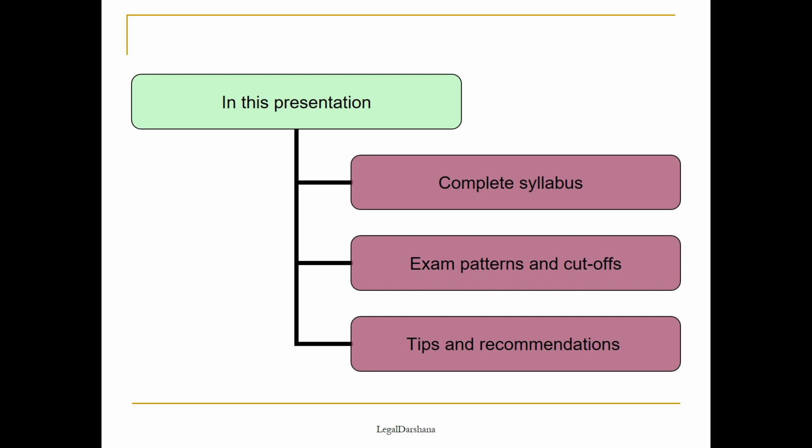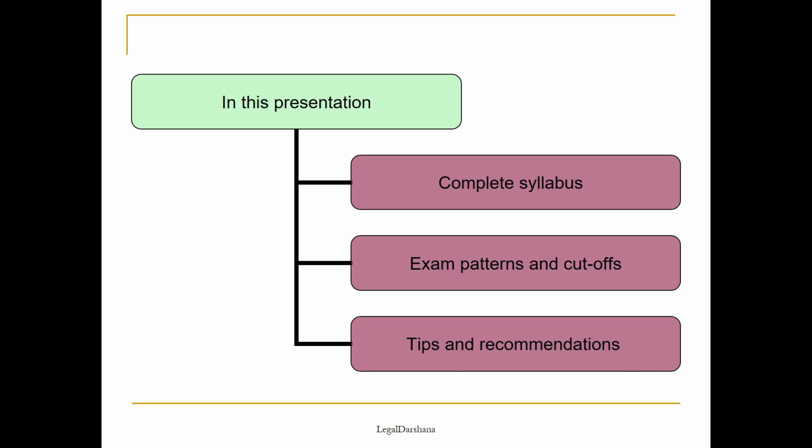DU LL.B has 5 prime areas in which the questions come. First of all, it's legal reasoning, which consists of nearly 30 questions out of 100 questions. Second one is GK, current affairs, and majorly constitution. It also carries a weightage of nearly 30 questions.